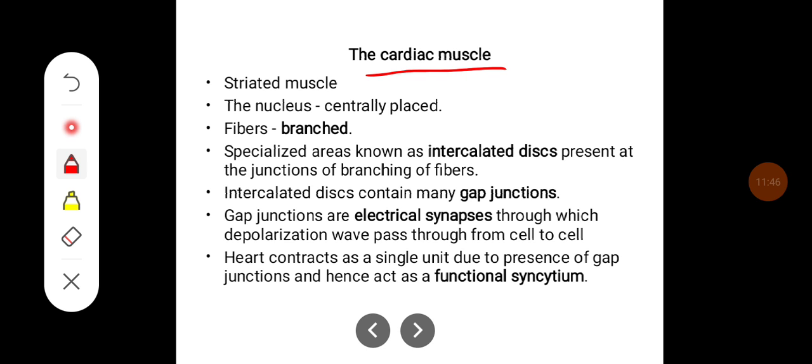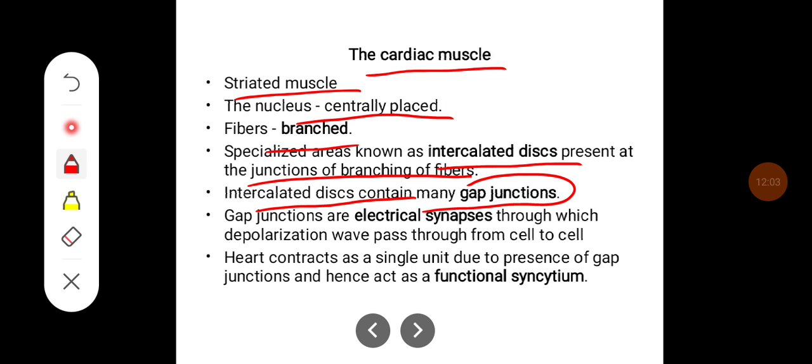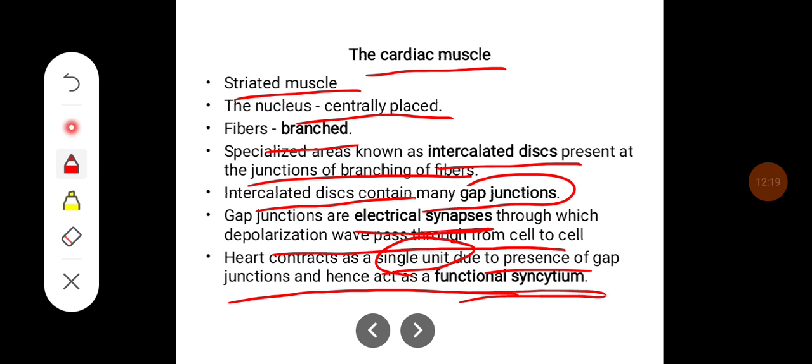Coming to cardiac muscle, it is a striated muscle. The nucleus is centrally placed, and fibers are branched, unlike skeletal muscle fibers. Specialized areas known as intercalated discs are present at the junction of the branching fibers. The intercalated discs contain many gap junctions. Gap junctions are electrical synapses through which the depolarization wave passes from one cell to another. The heart contracts as a single unit due to the presence of gap junctions, and hence acts as a functional syncytium.